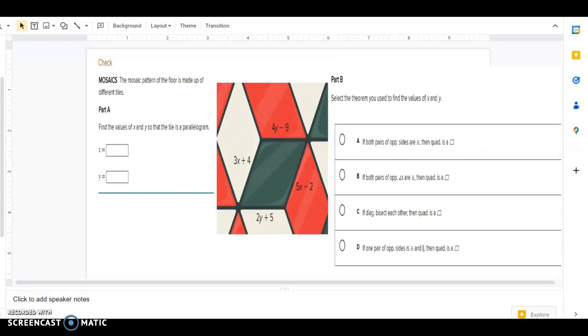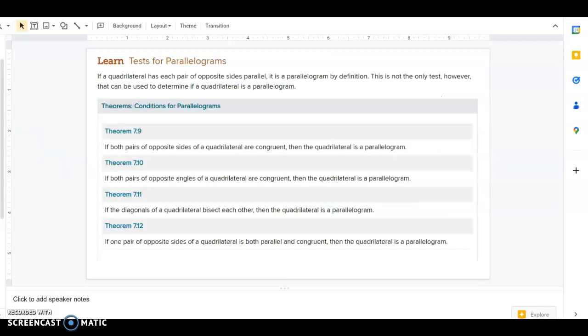All right, so let's try this one. It says the mosaic pattern of how a floor is made up of different tiles. Find the values of x and y so that the tile is a parallelogram. I think it's easier, especially when you look at an image like this, to figure out what theorem would prove it. Looking at this, I know that it's not angles because there's no degree sign after it. It's talking about sides. So we have this one: if both pairs of opposite sides of a quadrilateral are congruent, it's a parallelogram.